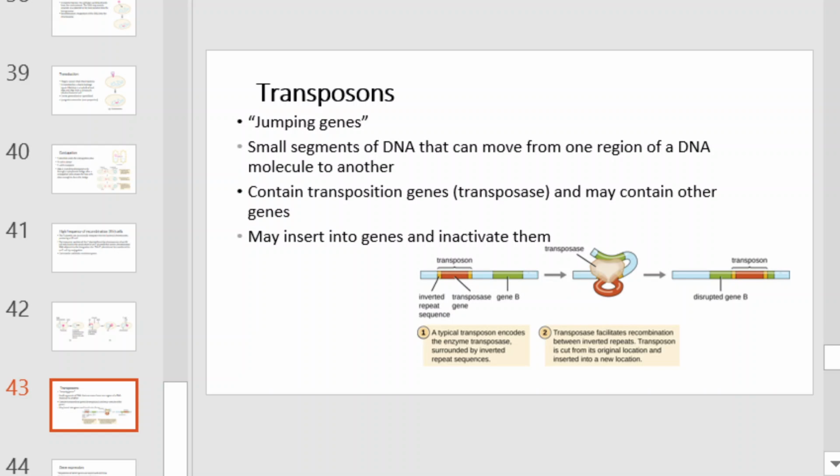Transposons. Transposons are also known as jumping genes. They are small segments of DNA that can move from one region of a DNA molecule to another. They contain transposition genes and may contain another gene along with it. They may insert into genes and potentially inactivate them, as illustrated below.